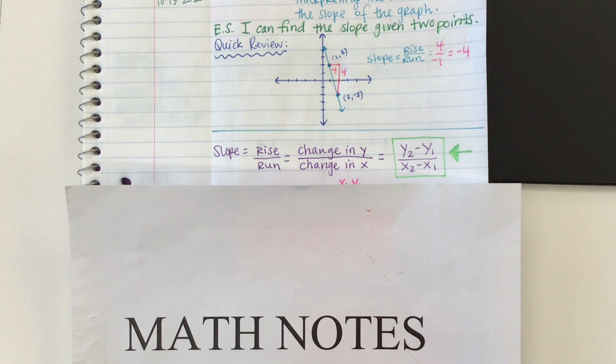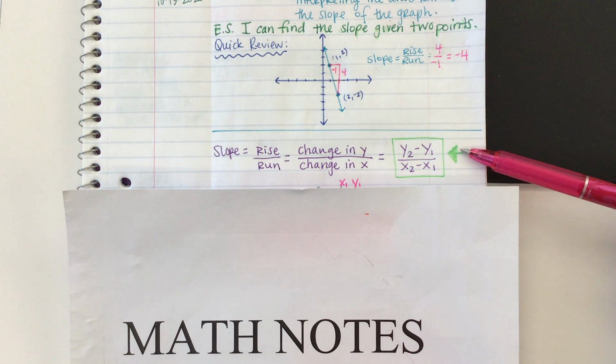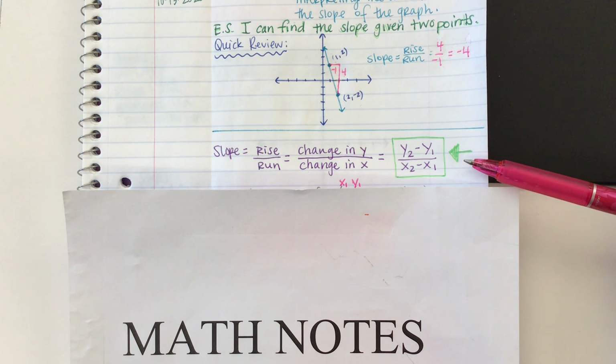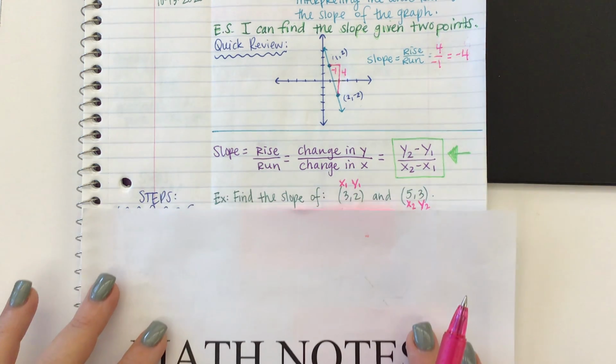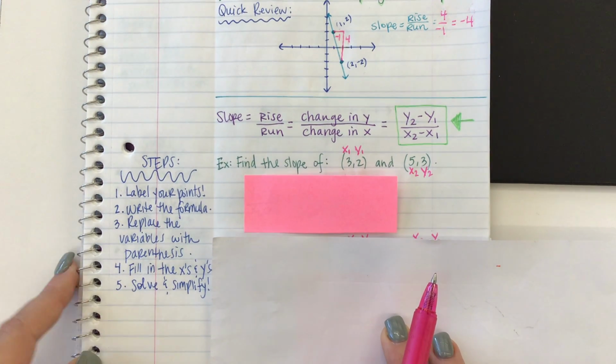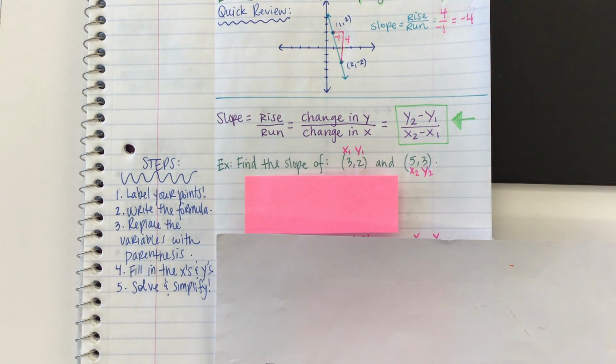Okay, so the slope is equal to the rise over run, which is equal to the change in y over the change in x. And another way you can write that is y2 minus y1 over x2 minus x1. This is really important. This is how you find the slope when you are only given 2 points. This is the formula to find the slope between 2 points. Okay. So now we're going to do an example, but before we do an example, we can go ahead and write down the steps to finding the slope when we are given 2 points.